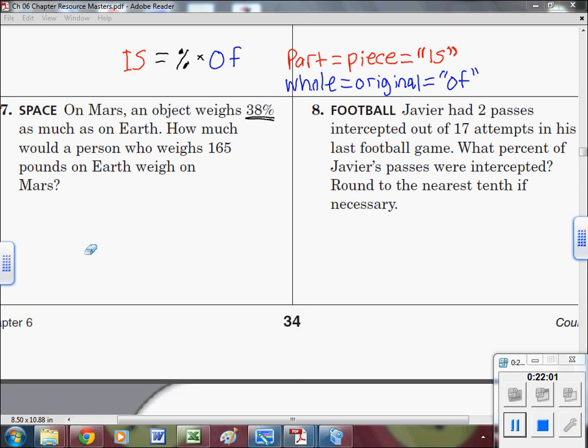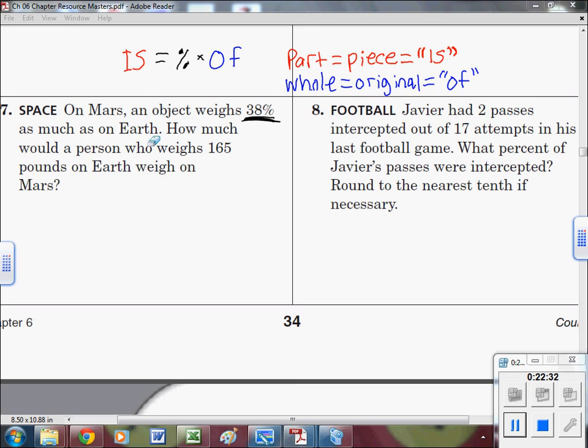So an object weighs 38%. Well, I think that's a giveaway. That's 38%. That's our percentage. So we know our percentage. Now we're just looking for our whole number, our of number, and our is number. So it says on Mars an object weighs 38% as much as on Earth, meaning 38% of the weight on Earth. Use your reading skills to maybe rephrase it slightly using these words is and of. So 38% of Earth's weight. Think of it that way.